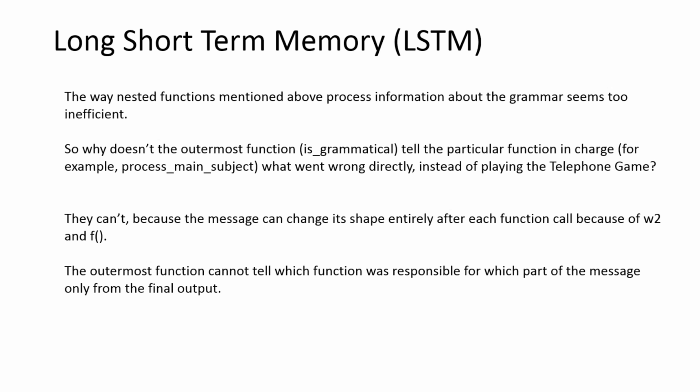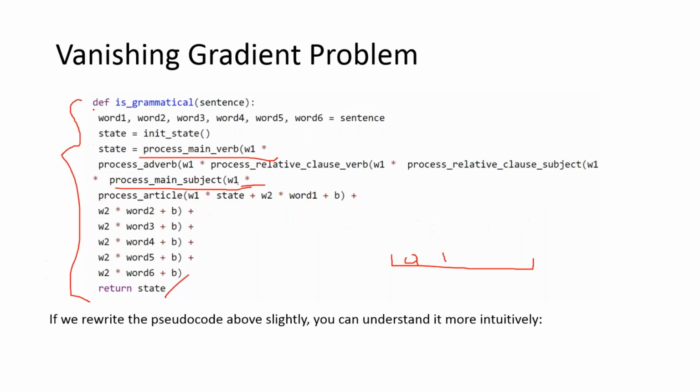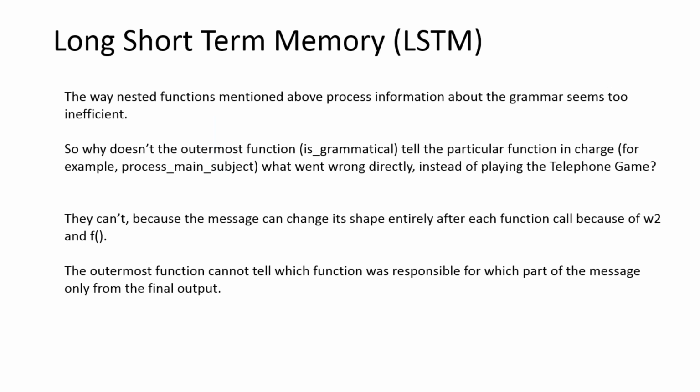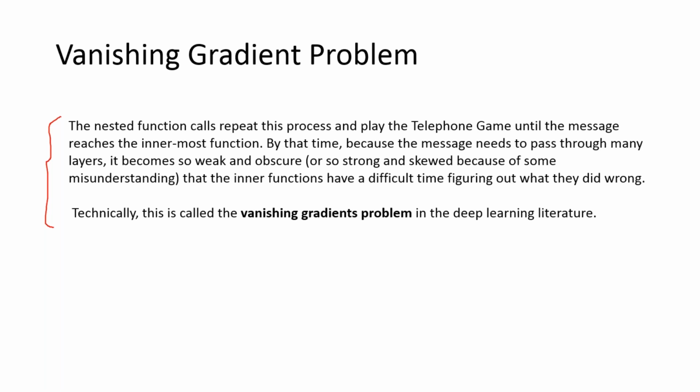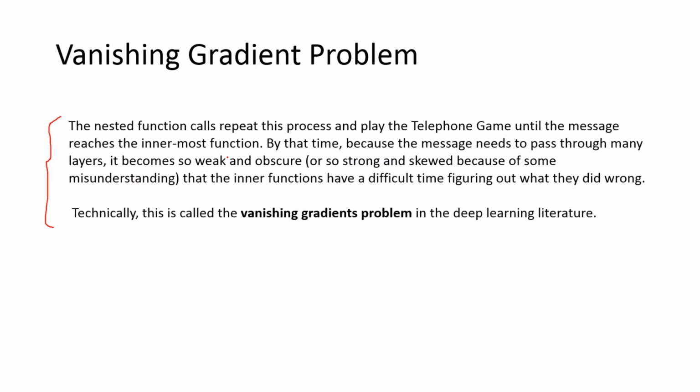Like I said, the way the nested functions mentioned above process information about the grammar seems too inefficient. So why doesn't the outermost function, which is grammatical, say this is my outermost function, tell the particular function in charge? The particular function in charge is process main verb, one of my functions that takes the states.